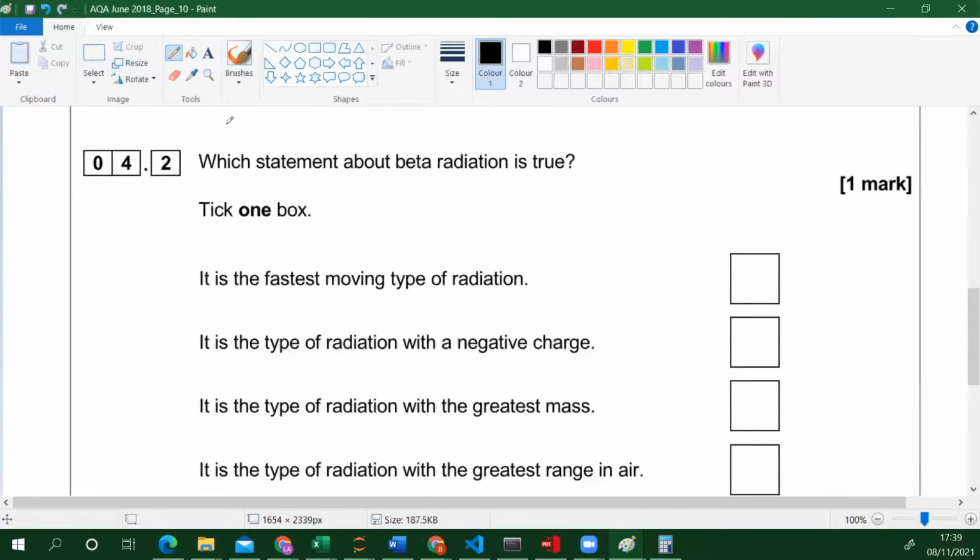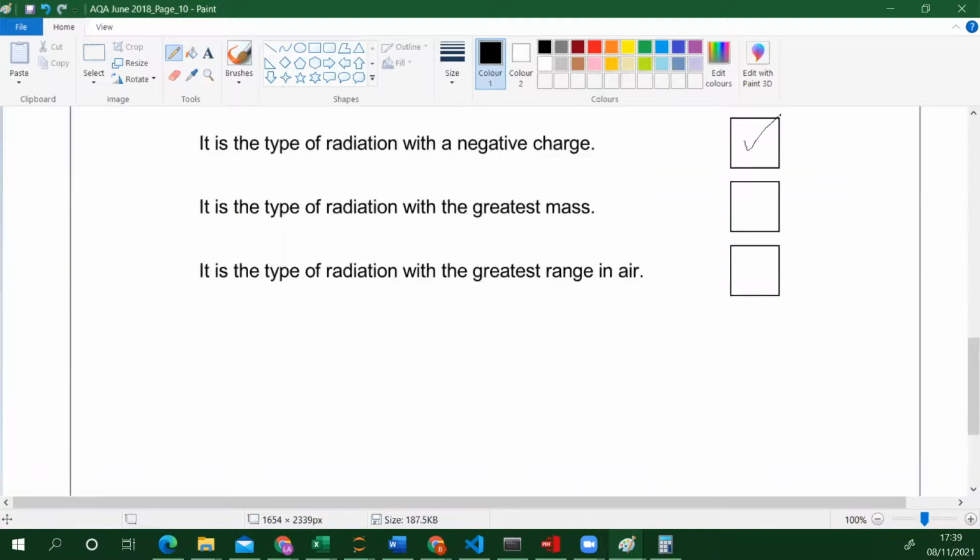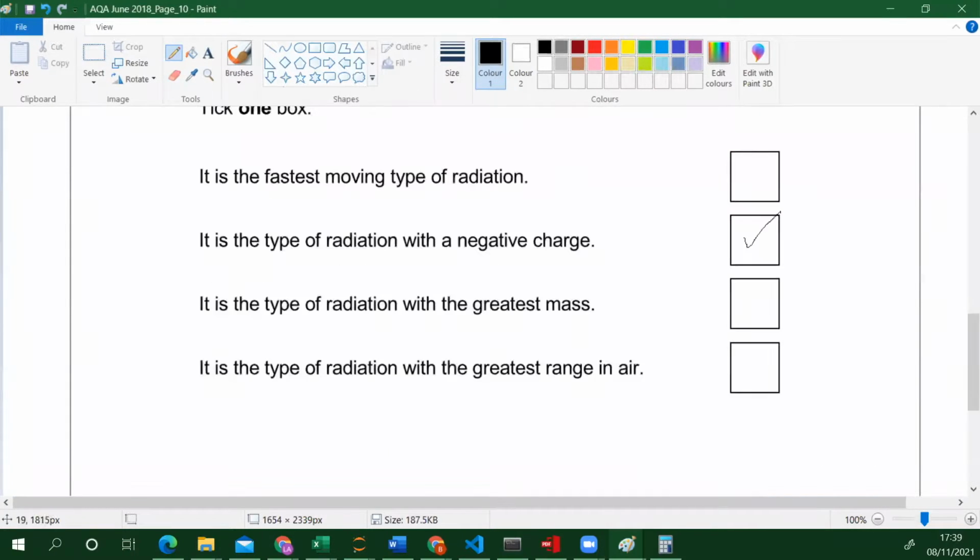Which statement about beta radiation is true? Tick one box. It is the fastest moving type of radiation. Gamma's faster. It's a type of radiation with a negative charge. That's true. It's a type of radiation with the greatest mass. No, that would go to alpha. It's a type of radiation with the greatest range in air. No, that's gamma. So it's a type of radiation with negative charge. It's the only one that's actually right. Big space. Let's open up the next page.